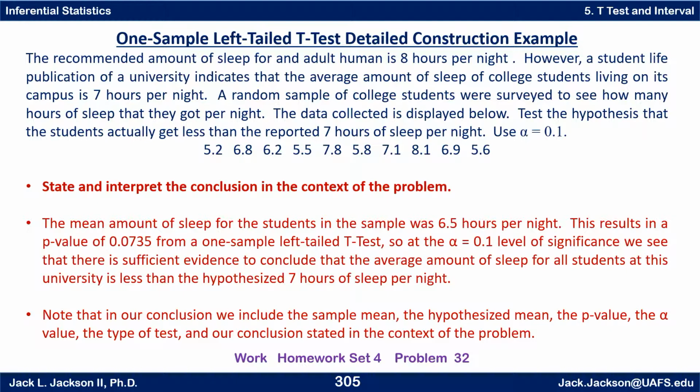Let's state and interpret the conclusion in the context of the problem. The mean amount of sleep for students in the sample was 6.5 hours per night. This results in a p-value of 0.0735 from a one-sample left-tailed t-test. So at the alpha equals 0.1 level of significance, we see that there is sufficient evidence to conclude that the average amount of sleep for all students at this university is less than the hypothesized 7 hours of sleep per night. Note that in our conclusion, we include the sample mean, the hypothesized mean, the p-value, the alpha value, the type of the test, and our conclusion stated in the context of the problem.